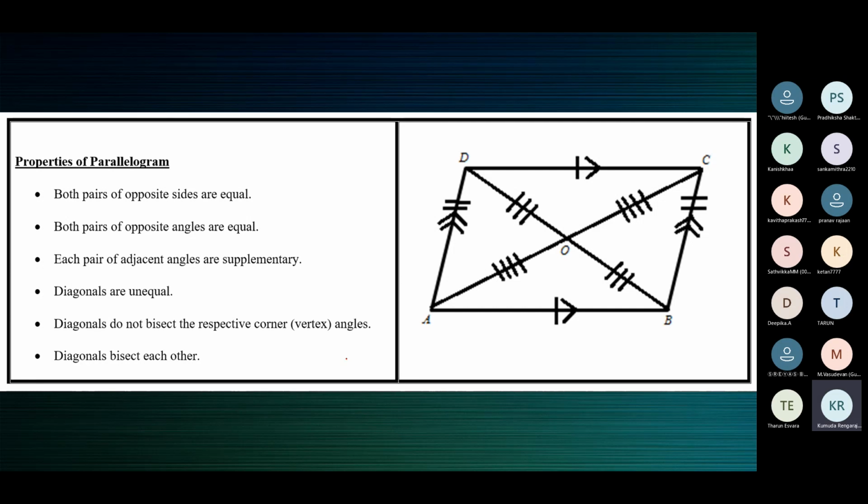Now, what are the other features of a parallelogram? Both pairs of opposite sides are parallel and equal. Opposite angles are equal. Because of the presence of parallel lines, you should understand that adjacent angles are supplementary. Co-interior angles are supplementary.